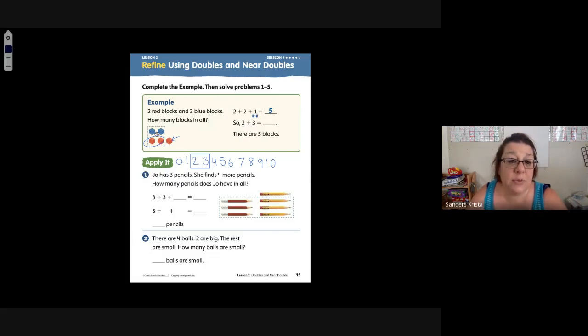Here I have 2 plus 3. Is that the same amount of cubes? Yeah, same amount of cubes. So my answer is still 5 blocks. Let's look at number 1. Number 1 says Joe has 3 pencils. She finds 4 more pencils. How many pencils does Joe have in all?